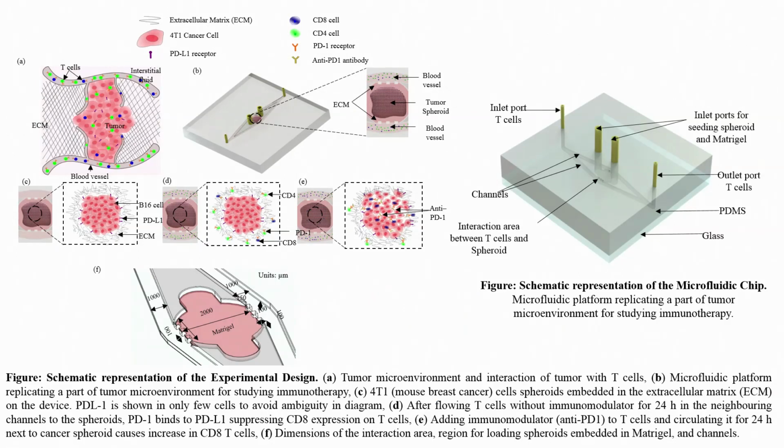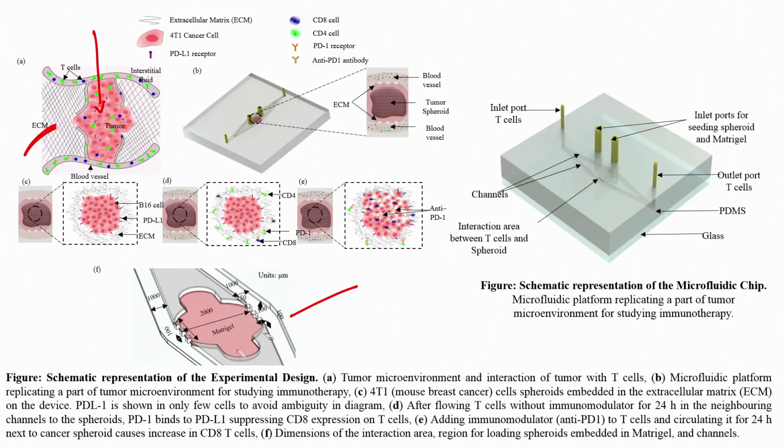You can see here in detail what we are doing. There is a tumor, there are T cells in the vessels flowing next to the tumor, and there is an extracellular matrix surrounding the tumor. A similar situation we have to mimic on our microfluidic chip. You can see here very clearly, this is the center area where we can load spheroid. These are the channels through which the T cells will flow.